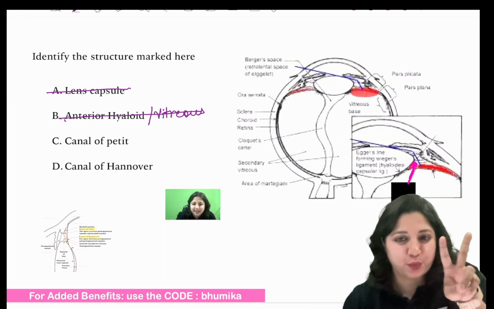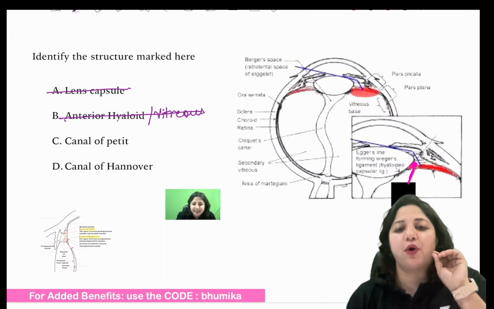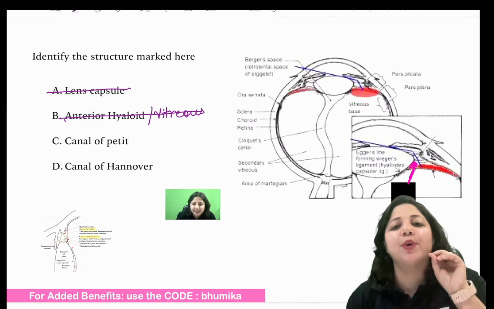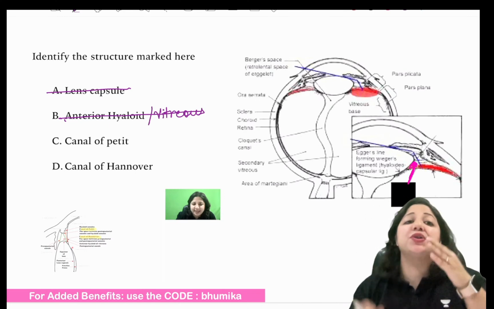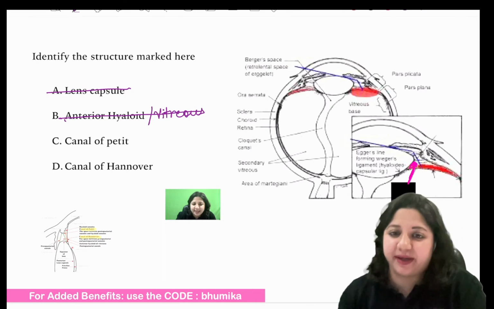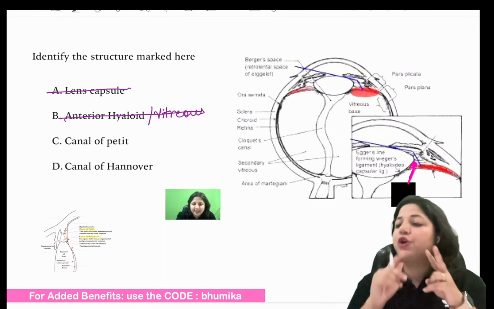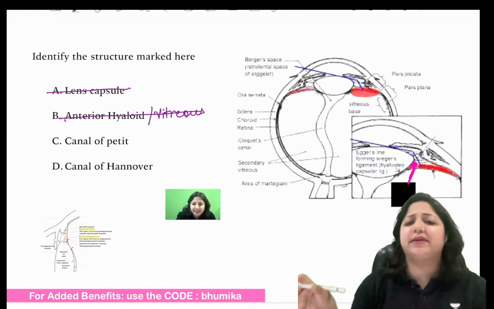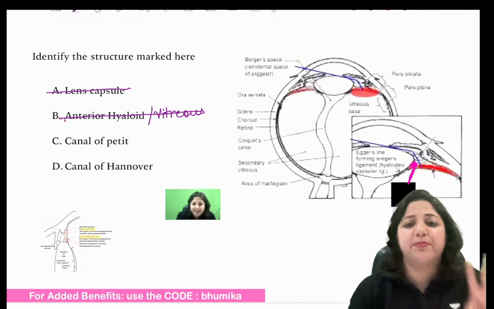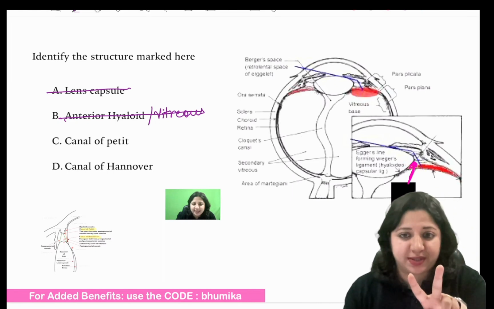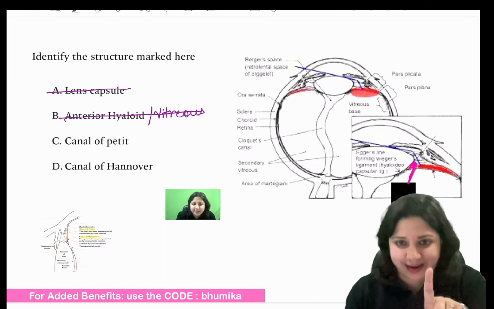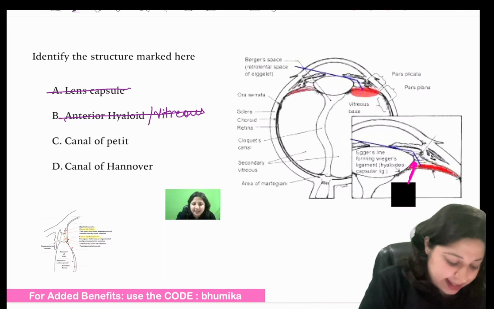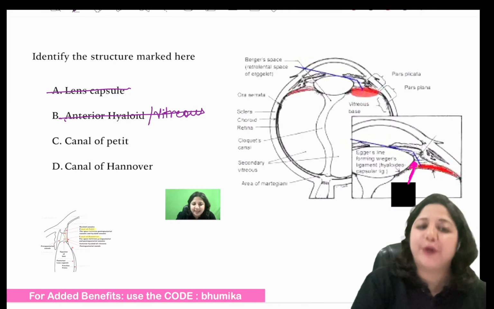So now we are left with two. And the rule of two is that whenever you are confused in two options, you are always to attempt it, because you have the 50% chance of getting it right. So this was a question which was to be attempted. 50%, and even if it was a blind guess, you should have done it, because now you were guessing between two options. Higher probability of answering it correct, okay? Or maybe 50% probability of answering it correct. So now let's see. It says canal of Petit and canal of Hanover.